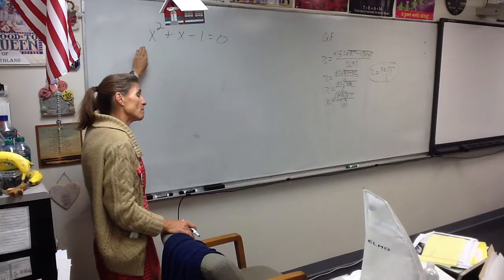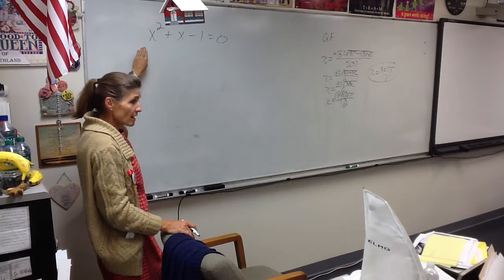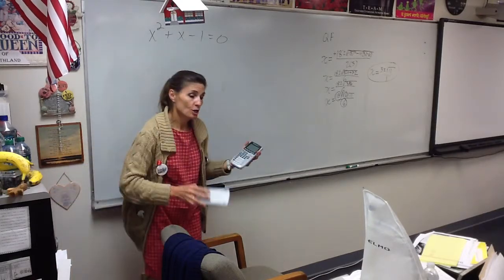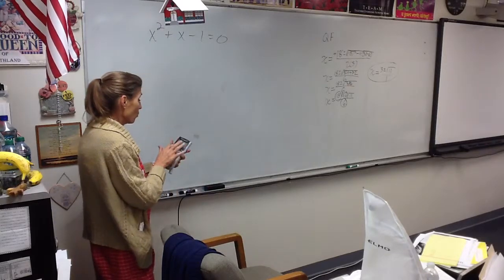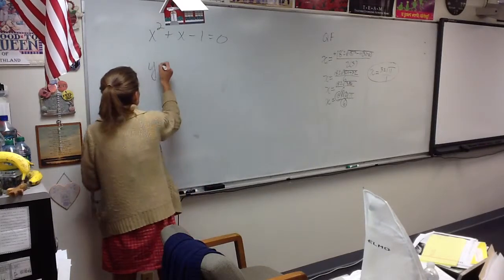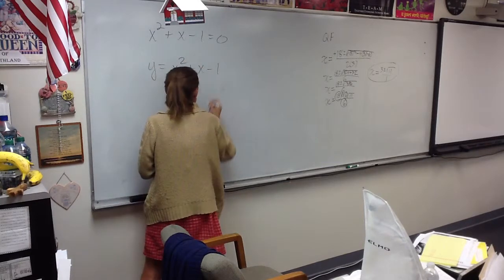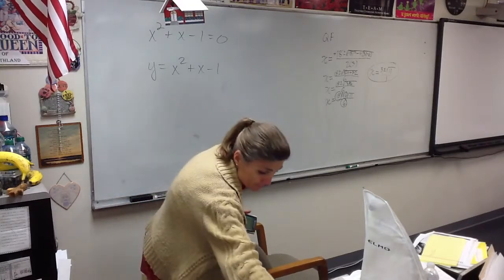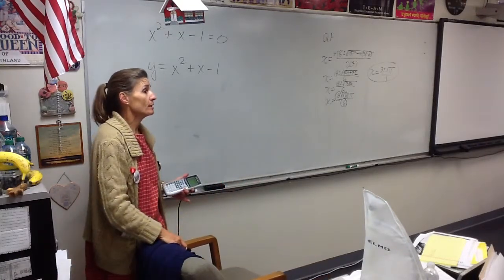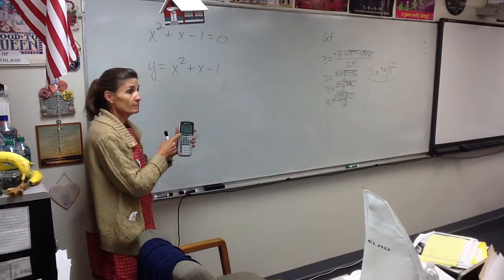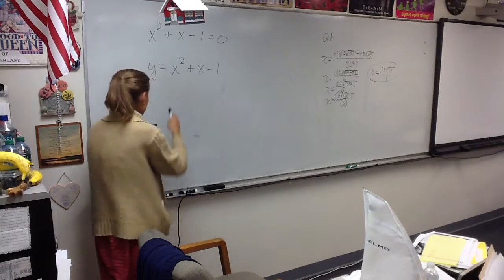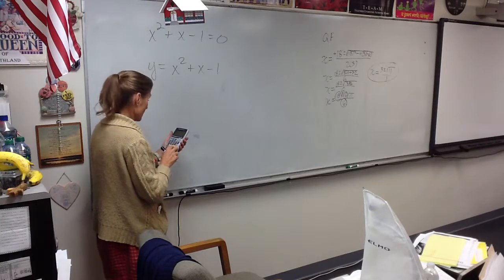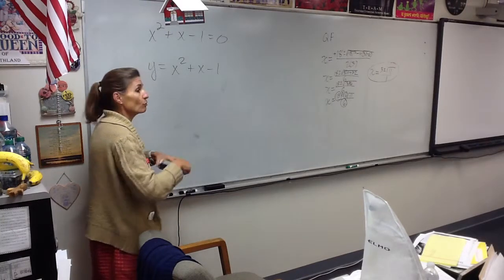Now, we're gonna solve this by graphing. So we gotta get out our calculators. This is number 29. Now, shh, listen. I need everybody paying attention. You have a y equals button, right? So you press y equals and then you type in this equation: x squared plus x minus 1. Then you hit graph.